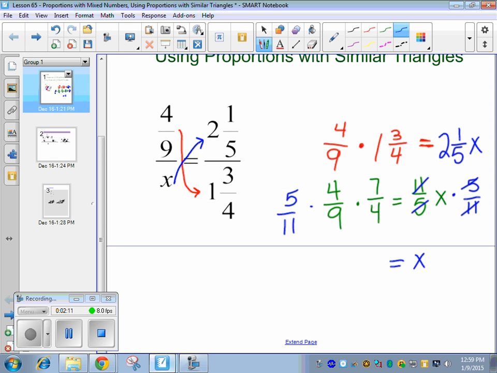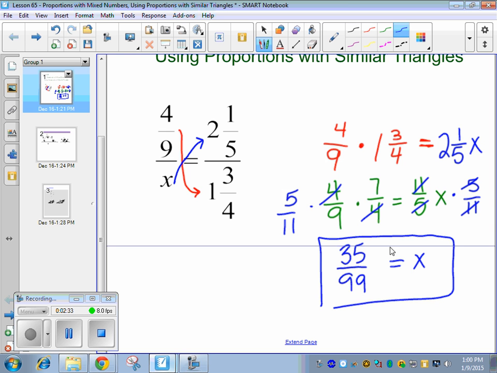So Dylan, can you tell me what cross cancels on that left-hand side there? That would be the 4s. Yeah. 4 goes into 4 one time, 4 goes into 4 one time. And now we can just multiply straight across. So I've got 5 times 7 is 35. And 11 times 9 is 99. If you did this the other way, so if you have this switched at the beginning and then you have this switched at the end, it's the same answer, okay? So don't worry. Still got it right, okay?